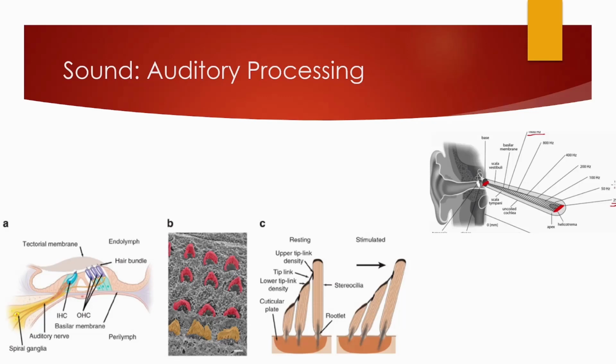Keep in mind that the location of the hair cells in the cochlea plays a role in how sound is perceived. Hair cells at the base are perceived as high-pitched, while hair cells at the apex are perceived as low-pitched. This is called basilar tuning.